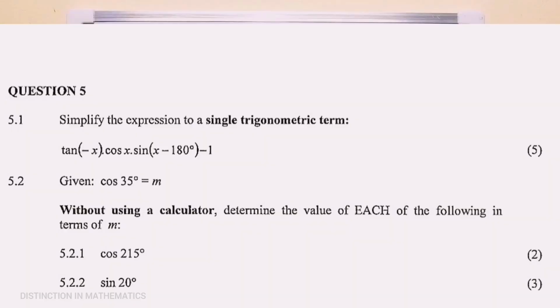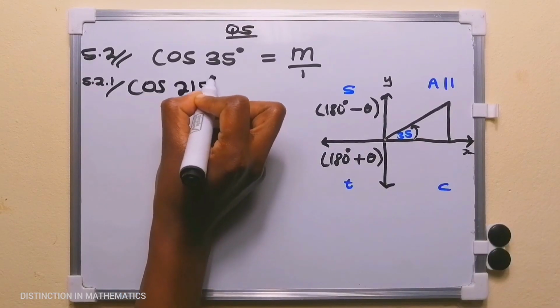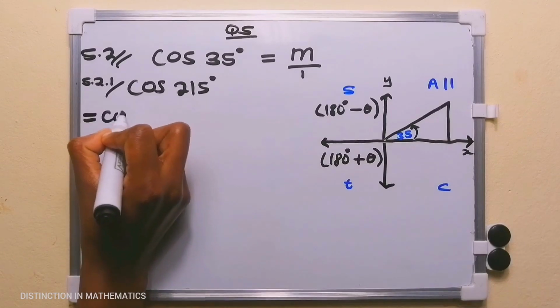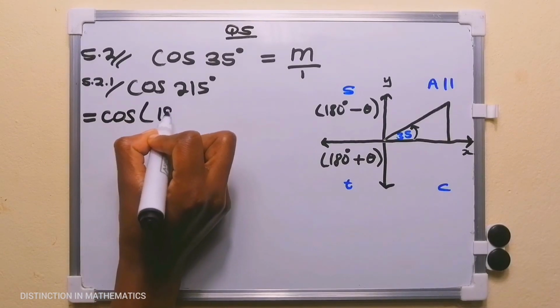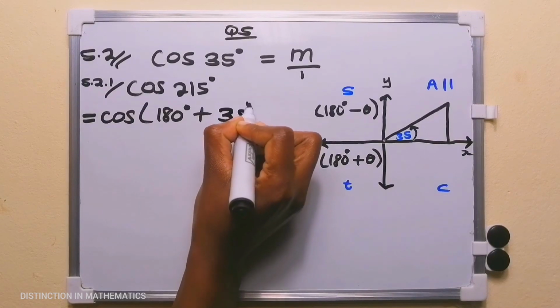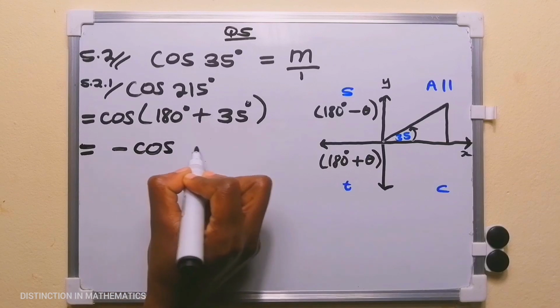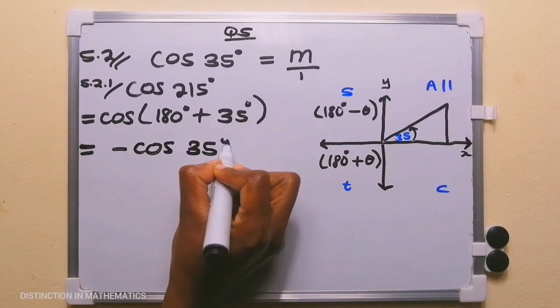So without using a calculator, determine the value of each of the following in terms of m. So the aim is to know how we can get 35 degrees from what we are given, and we can add 35 to 180 to get 215, which we are given in 5.2.1. And cos is negative in the third quadrant, which leaves us with a minus m.